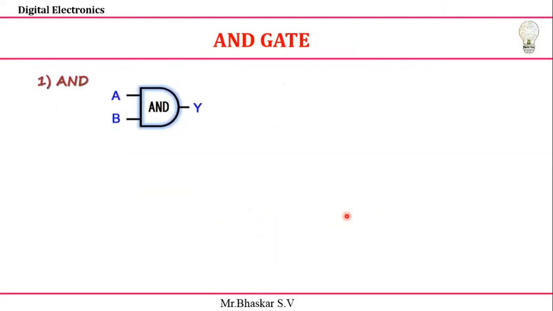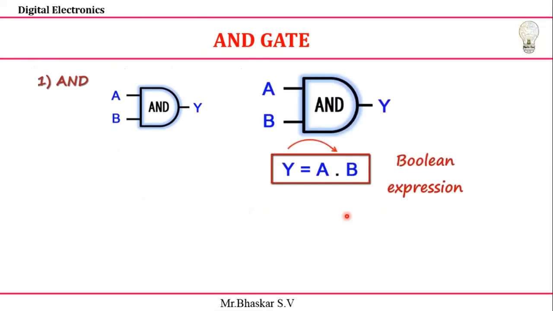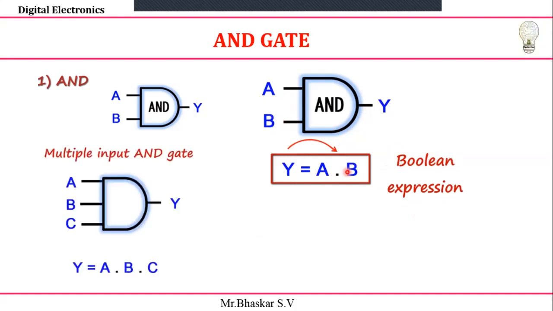First, it is the AND gate. You already know this one. An AND gate has 2 inputs and 1 output. It is not only 2 inputs, you can take a 3 input AND gate also, it is available. Here we can see how to write the Boolean expression for the AND gate. You have A and B, taken as A dot B, equal to Y. Y equal to A dot B. And it is not only for 2 inputs, we can write for 3 inputs also. So how to write the multiple input AND gate? Here Y is equal to A dot B dot C.